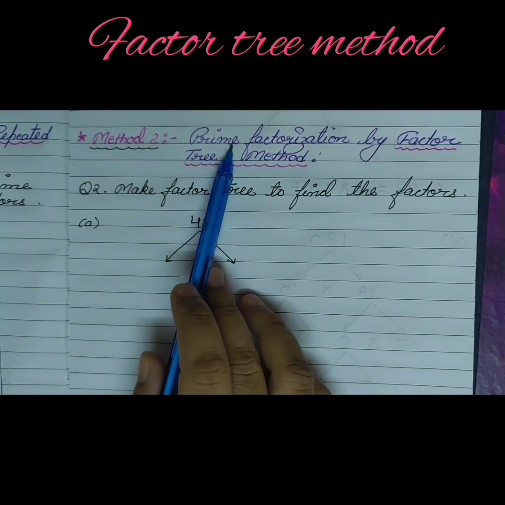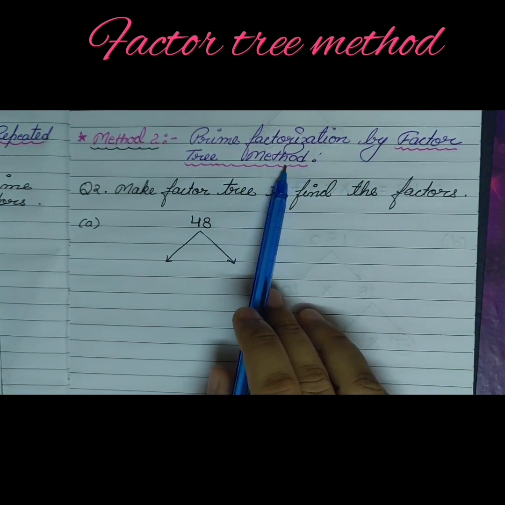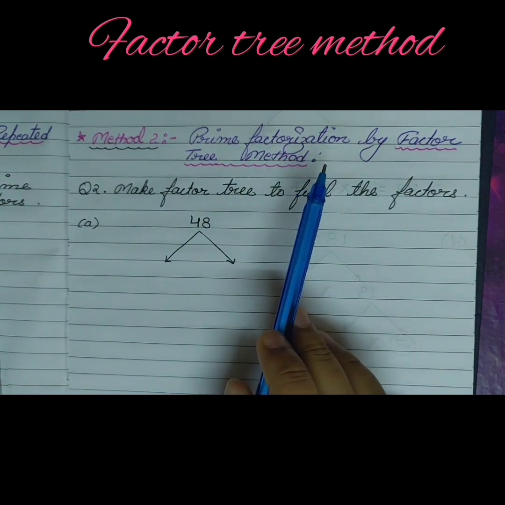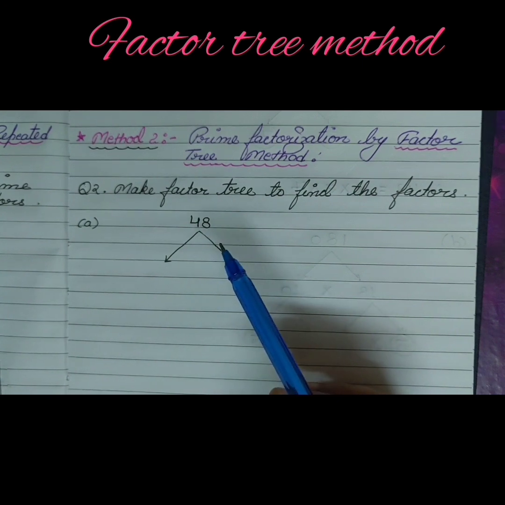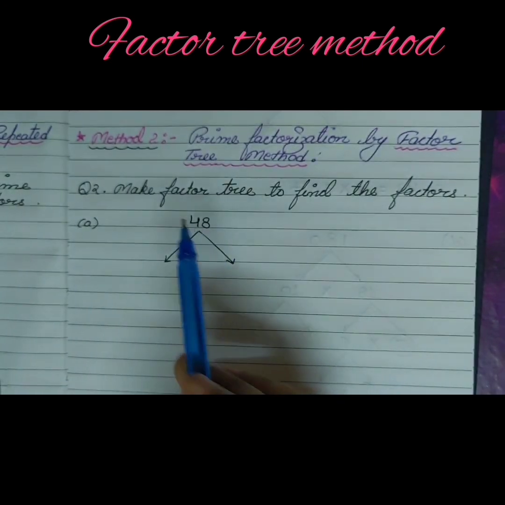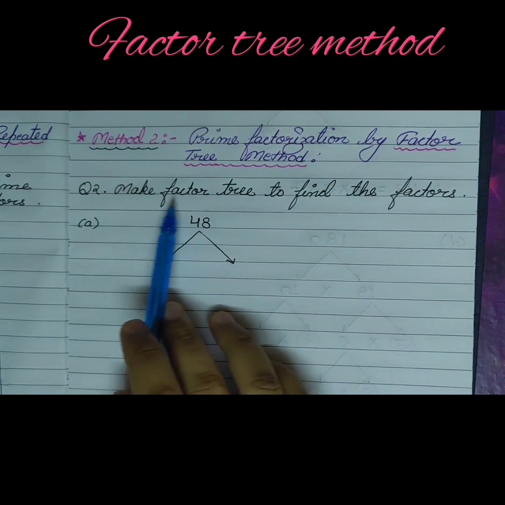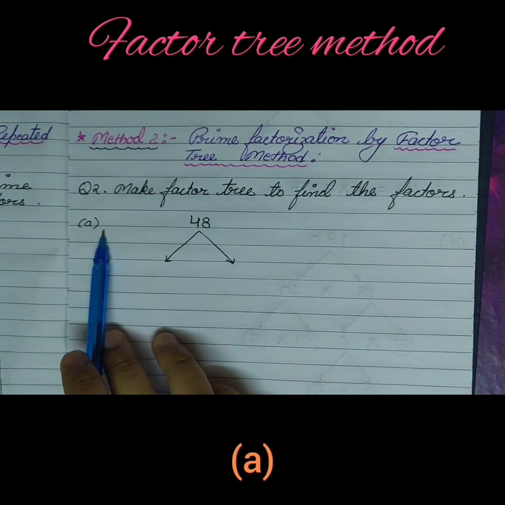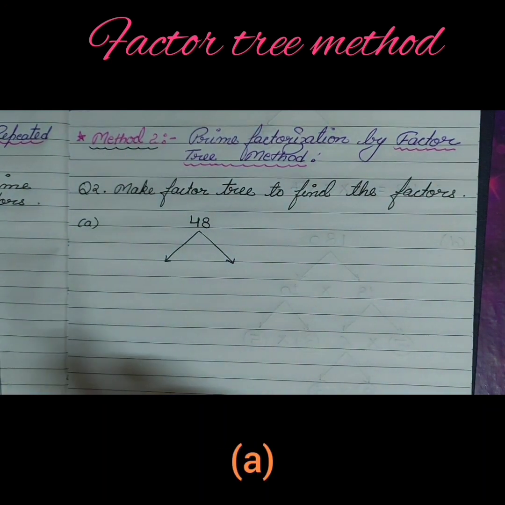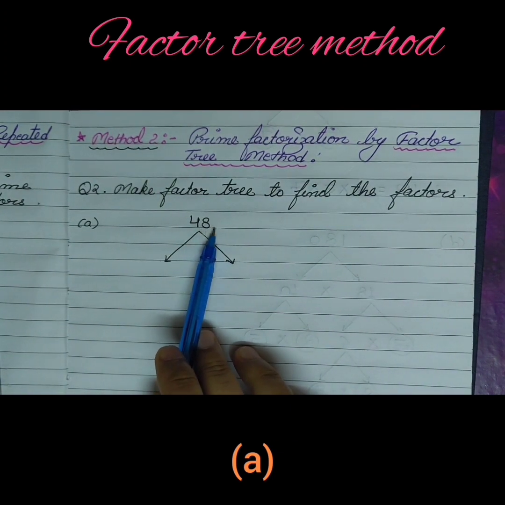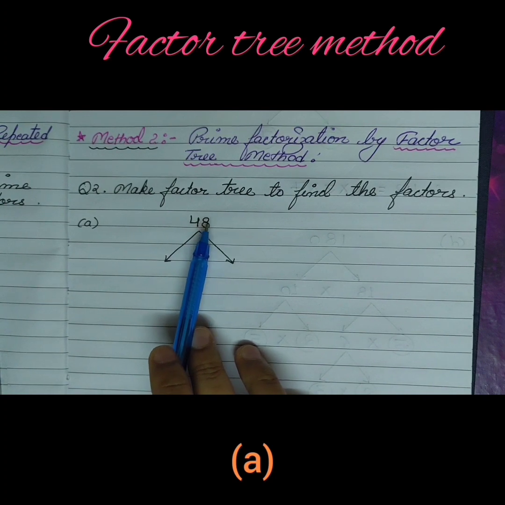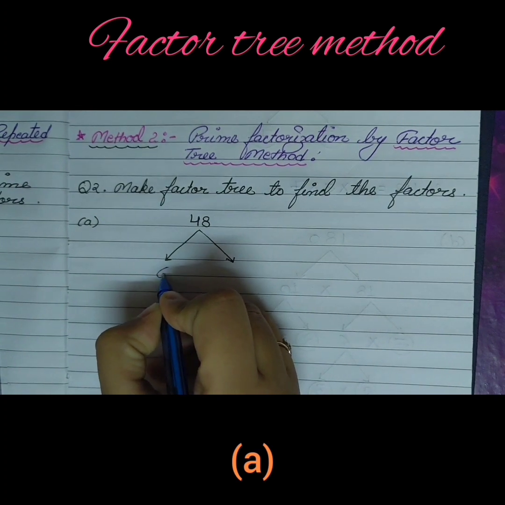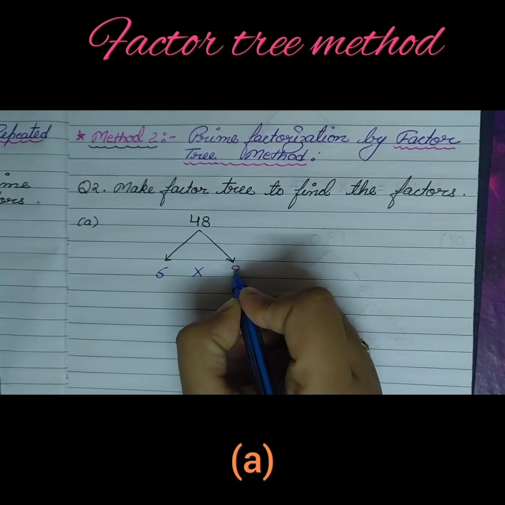Method 2. Prime factorization by factor tree method. In this method, we split the number into its factors, continuing the process till we get all the factors as prime numbers. So, question number 2. Make factor tree to find the factors. A part. Let's take the same number as we have taken in division method, that is 48. Now 48 can be split into many pairs of factors. Let us start with 6 times 8.